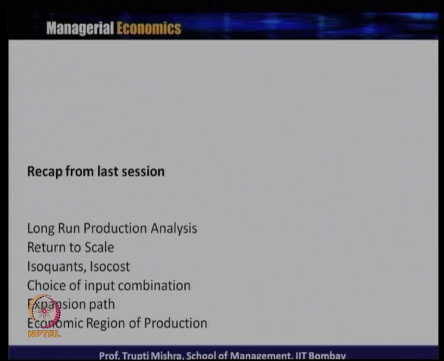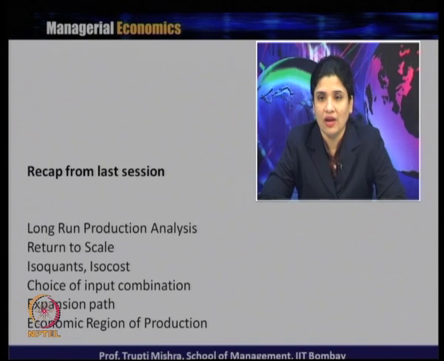Then we discussed the case of producer equilibrium, or the so-called least cost input combination, with the help of the two concepts, isoquant and isocost, and how the producer reaches equilibrium. Then we discussed the expansion path and the economic region of production, which is basically the feasible region where the two inputs can be substituted for one another. That is the efficient region, because by using less input, the producer is producing the desirable output.